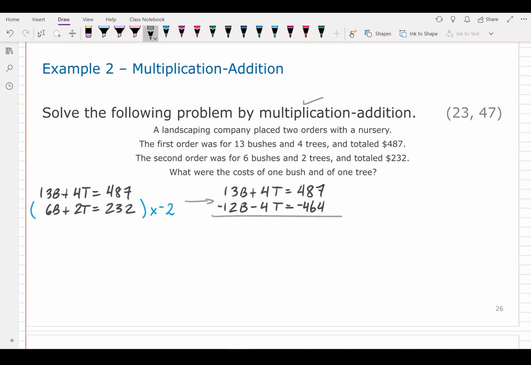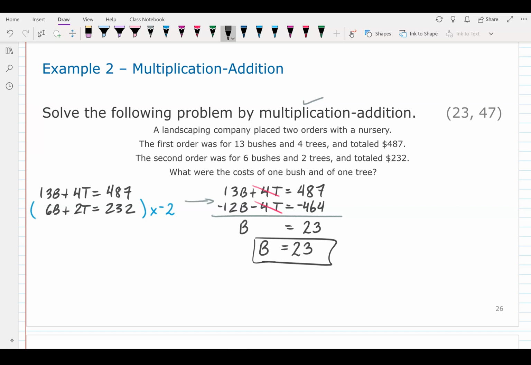Now we add top and bottom. 13b minus 12b, or 13b plus -12b, same thing. It leaves us a single b, or just b. 4t minus 4t cancels out. We're left with nothing. So you can say here plus 0t, but generally if you have no t's, you don't want to write it. It's just going to muddy up your workspace. So this actually ends up being 487 minus 464, and I'm going to rewrite it next to each other. b equals 23. I've solved for one of my variables.